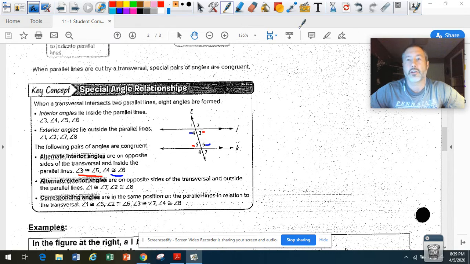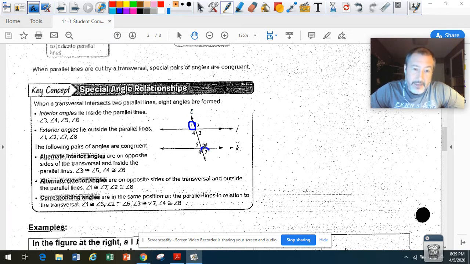Okay, let's look at the next ones. We've got the alternate exterior angles. Alternate exterior angles are on opposite sides of the transversal and outside the parallel lines. So let's start here with angle 1. Here's angle 1. It's an exterior angle because it's not inside the parallel lines. And which one alternates across the transversal? That's also an exterior one.